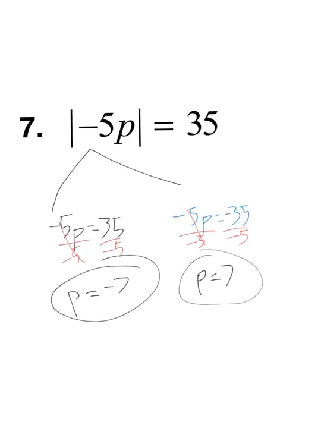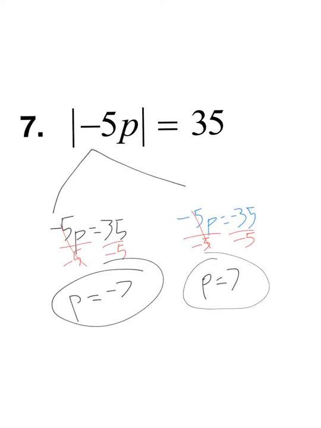This one, -5p. Don't take the absolute value when you're solving it. See how you set it up? -5p equals 35, -5p equals -35. That's where you take into account the absolute values when you're solving it. So I don't write 5p equals 35 and 5p equals -35. By doing the positive and negative solutions, you're covering that base. You don't have to change anything on the inside of the absolute values when you're solving it. So anyway, dividing by -5 gets you -7 and 7.